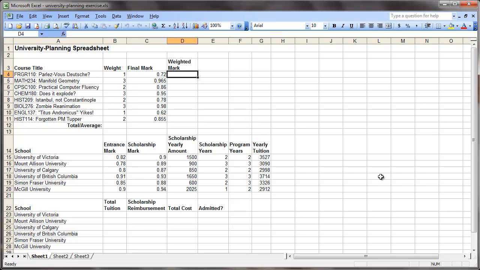None of these numbers are real. I have no idea what the actual entrance marks, program years, tuition, or scholarships are for any of these universities. This is all made up.